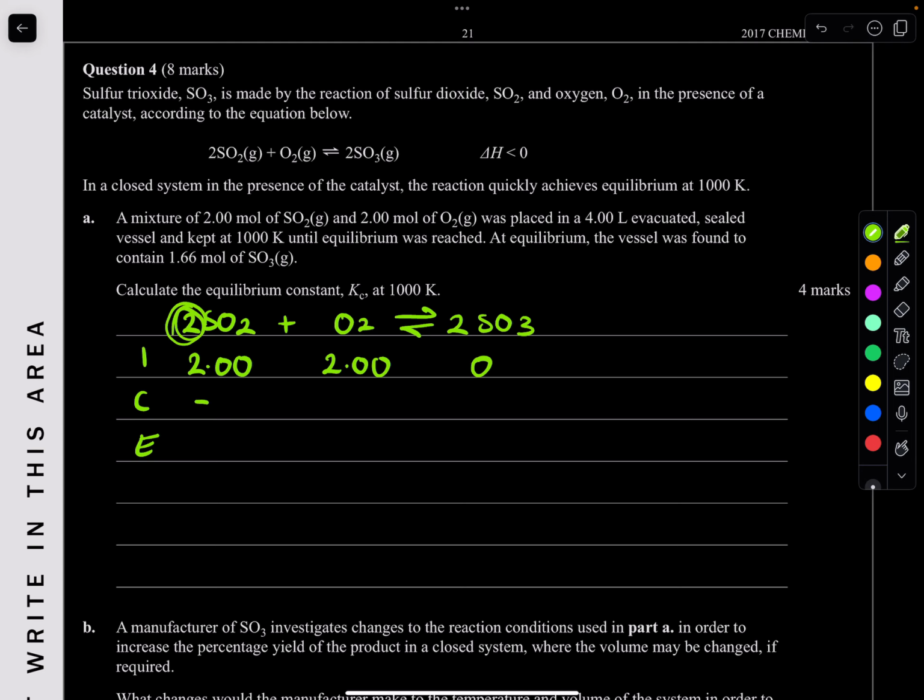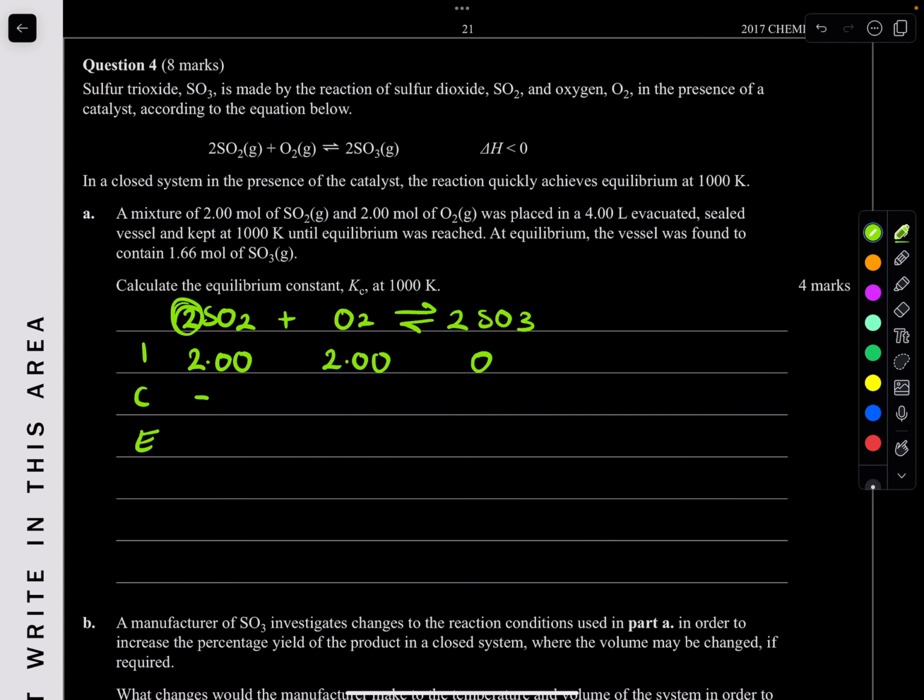And remember, it all depends on the coefficient. So this will be negative because it has a coefficient of 2. You write 2x. This one here will be negative because it has a coefficient of 1. We write just negative 1x, which is just negative x. This one will be positive because we are forming it. So it'll be plus 2x because it has a coefficient of 2.